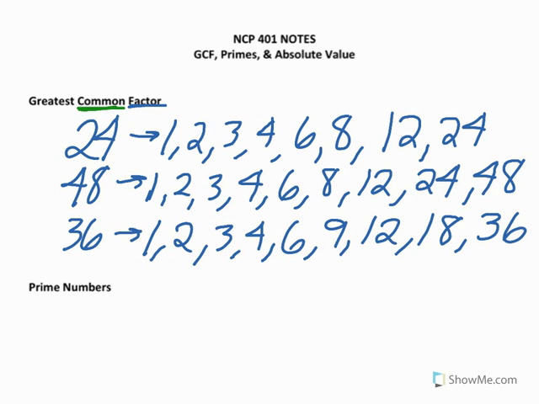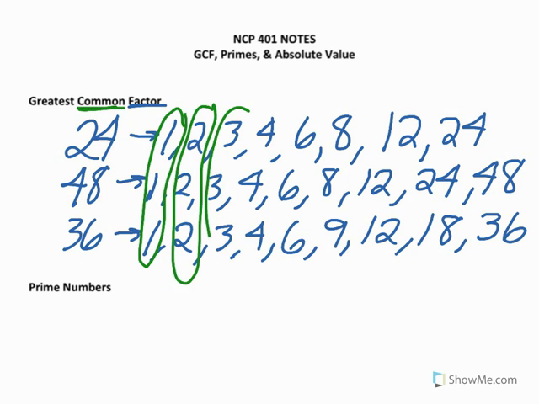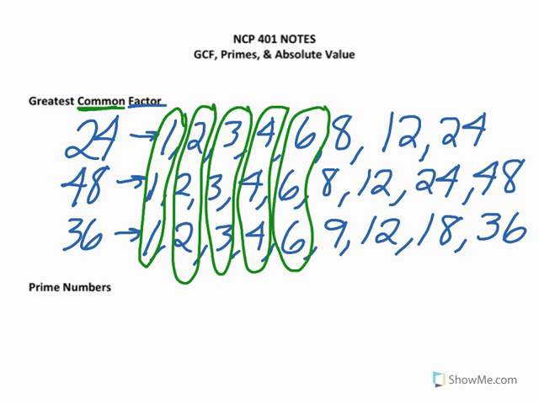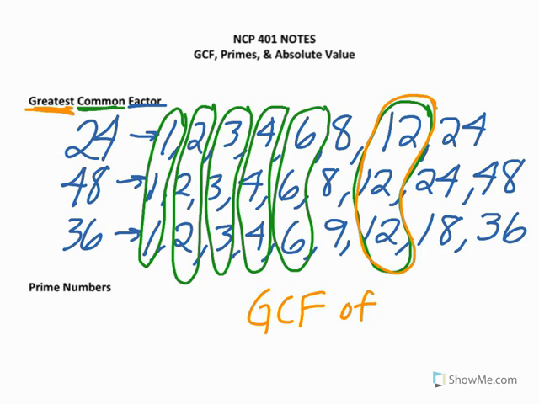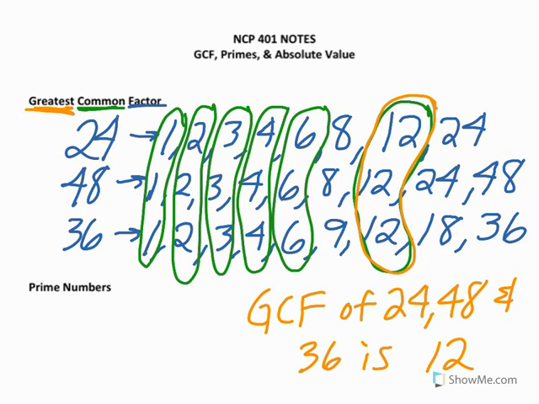Next, we're going to look at what factors all three of these numbers have in common. So they all have 1, they all divide by 2, 3, 4, and 6. Notice 8 and 9 are not factors of all three numbers, but 12 is. Then, to find the GCF, we look at the greatest of these common factors. And so the GCF of 24, 48, and 36 is 12.